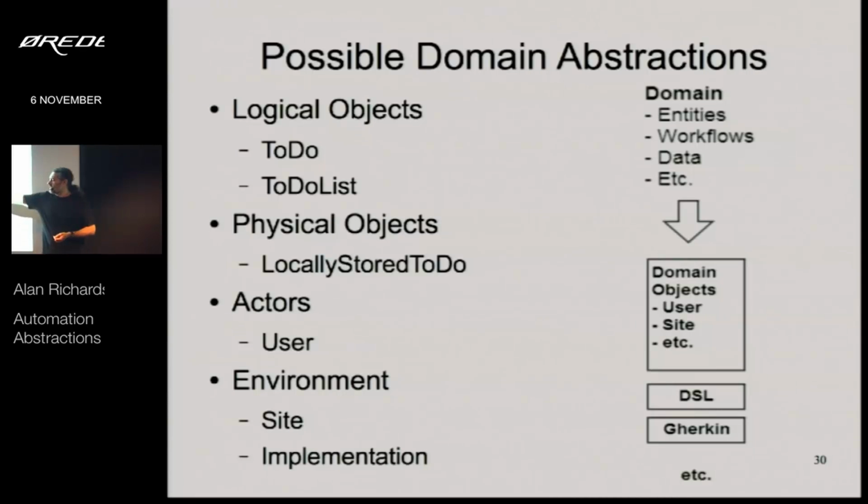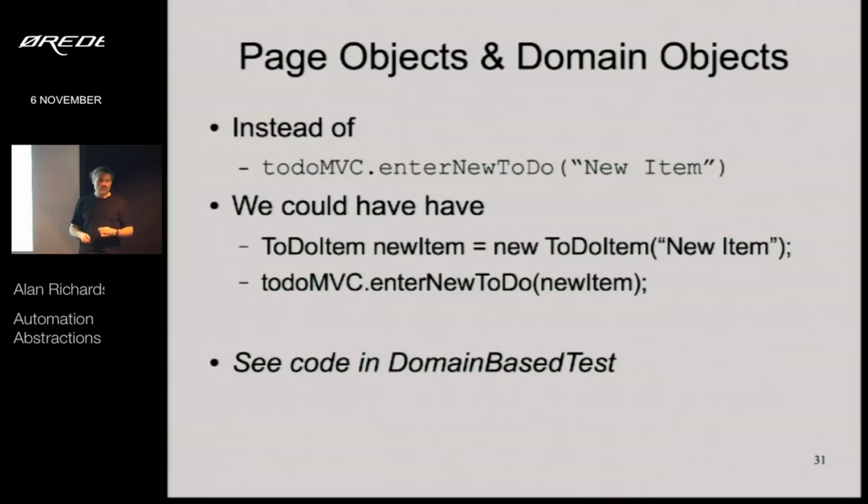I have high-level objects that do things, scenario objects, workflow objects. I'll try and find the right place to put this to conceptualize it. Now, as soon as we start introducing domain objects, we then have another choice to make. Should our page objects understand the domain object? Instead of typing in page, enter to-do item, here's the text for the to-do item, should I be able to say page, here's the actual to-do item represented from my domain object, use that?